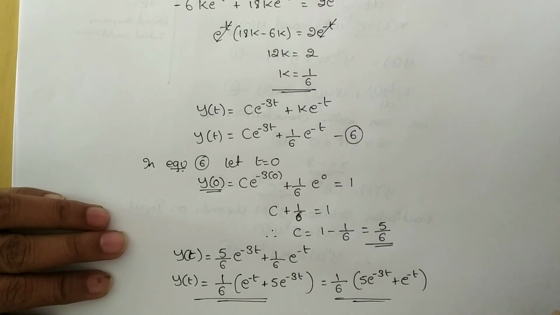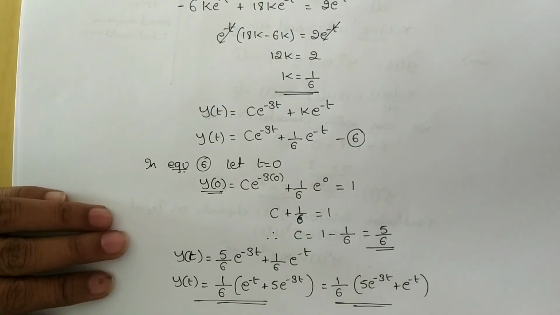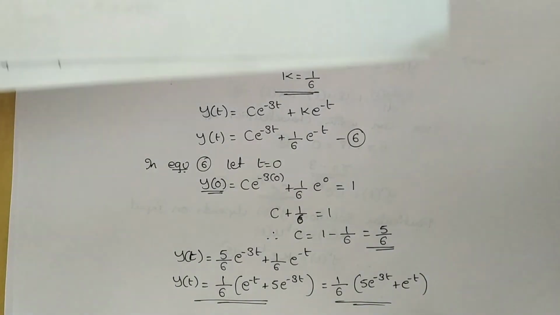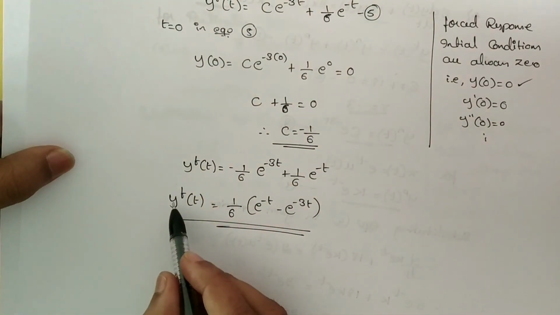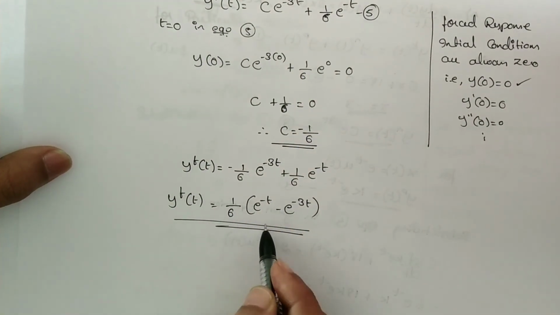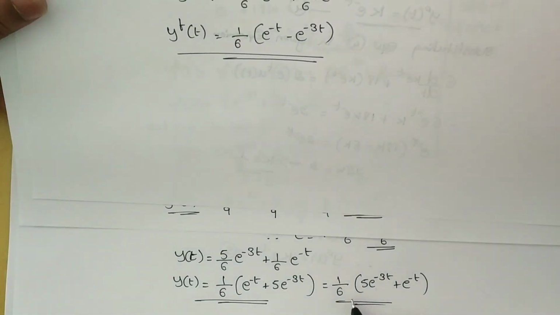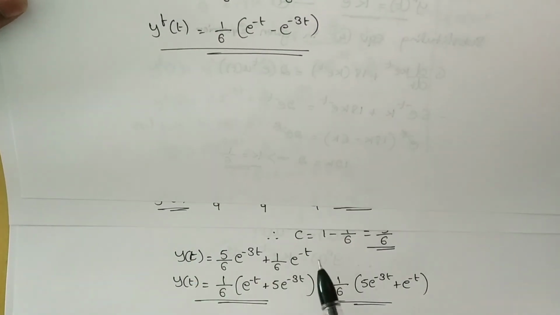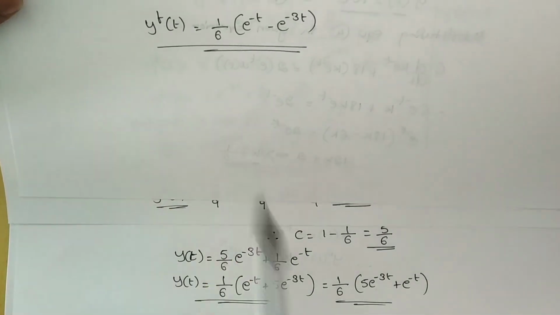Okay, this is about the total response of the system 6 times dy by dt plus 18 times y of t, which is equal to 2 times x of t. This is the total response, and here we can see the forced response yf of t is equal to 1 divided by 6 into e power minus t minus e power minus 3t, whereas the complete response is 1 divided by 6 into 5 times e power minus 3t plus e power minus t. Okay, this is the difference between the total response and the forced response, which makes a big difference.